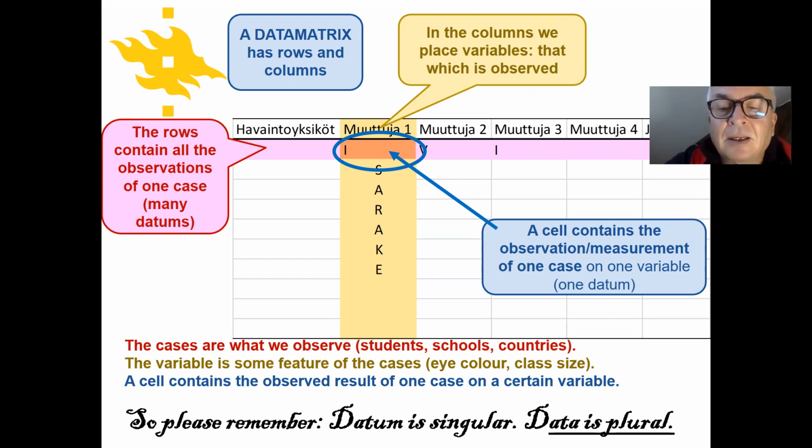So data is plural and datum is singular. Usually we talk about data, but people forget that it is a plural form, so you need to talk about it as a plural.